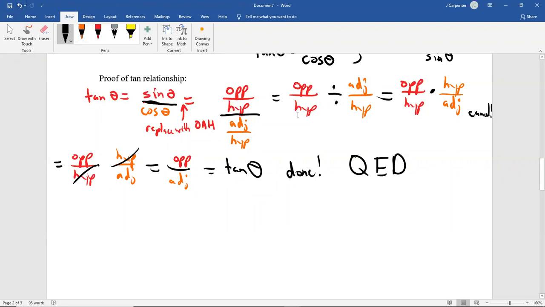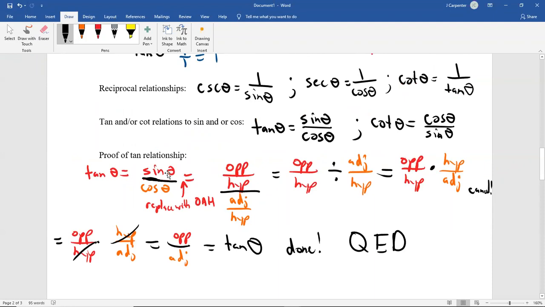So the proof of the cotangent relationship is quite literally the exact same as here, except the orange and the reds are all upside down from each other. The orange would be before the red here. The hypotenuse would still cancel, and you'd end up with orange over red here, which would be the cotangent. It would have been adjacent over opposite.